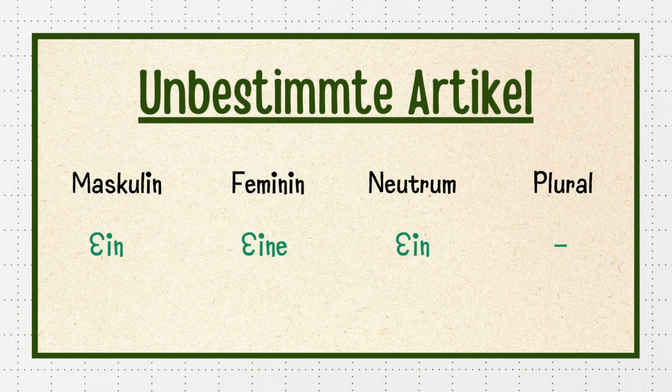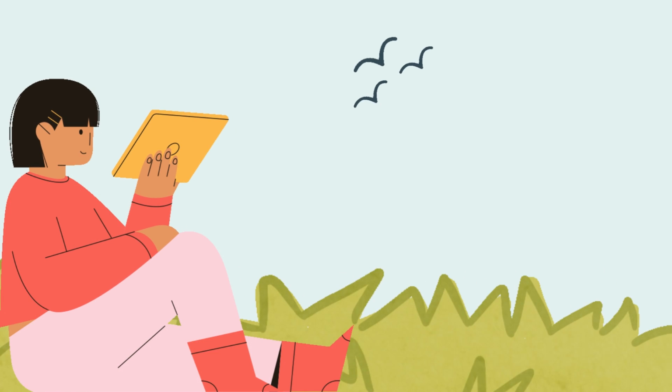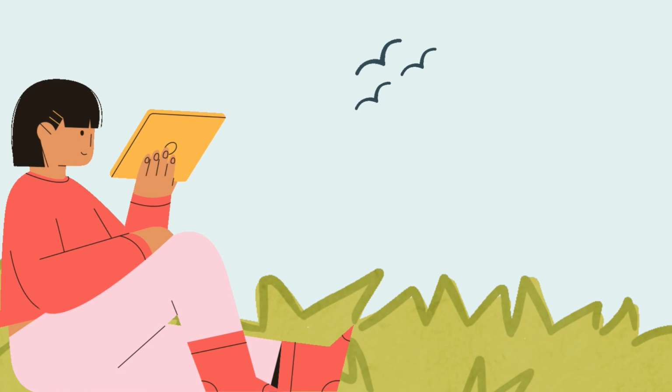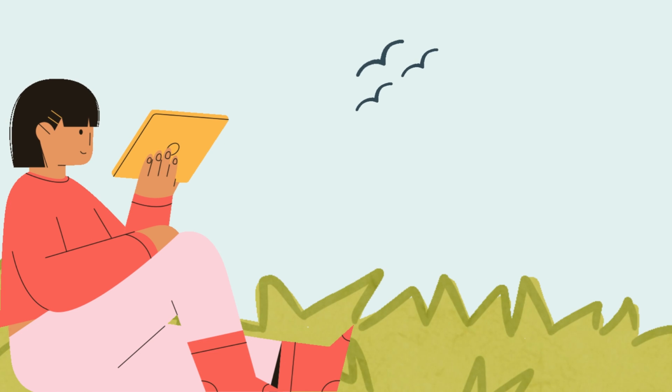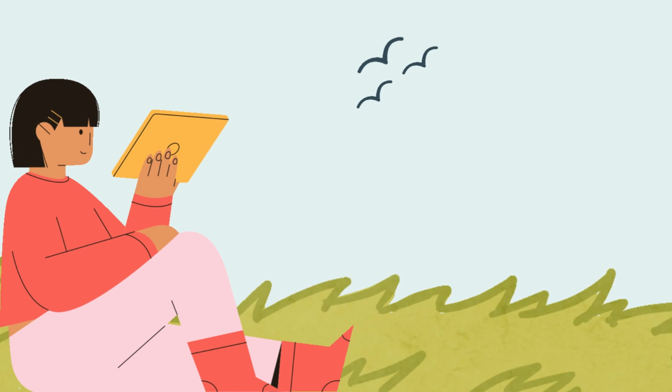Unbestimmte Artikel are ein, eine, ein. Ein for masculine nouns, eine for feminine nouns, ein for neutral nouns. Once again, ein, eine, ein. Now, I want you to pause this video and memorize the articles, because if you don't, then trust me, you will get super confused when we move forward with other cases. So take as long as you need, and then we'll practice using them.